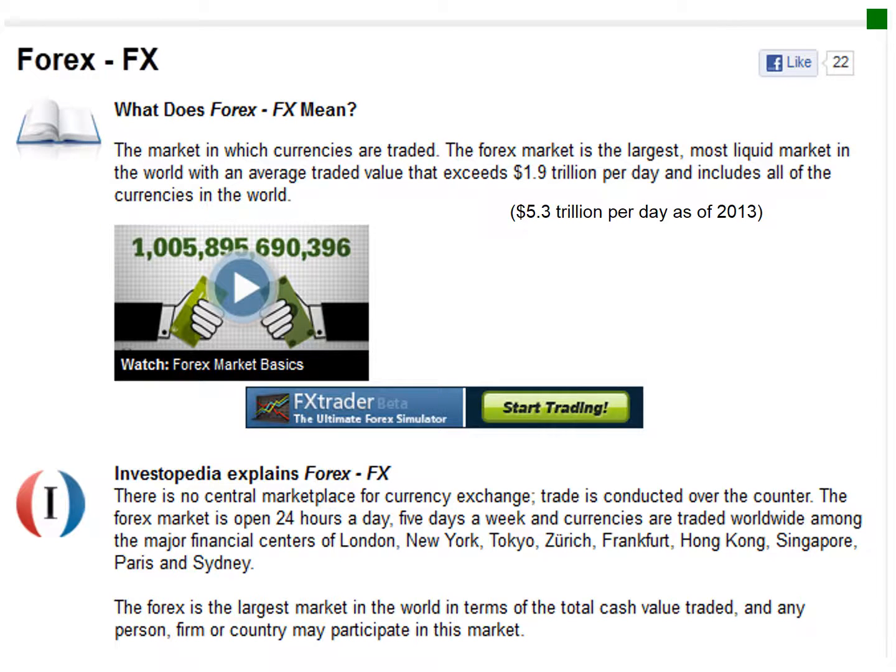Where do these exchanges take place? They take place in a market called the Forex market, so the foreign exchange market. This is a bit of a dated slide, the information as of 2013, but daily they were trading $5.3 trillion.